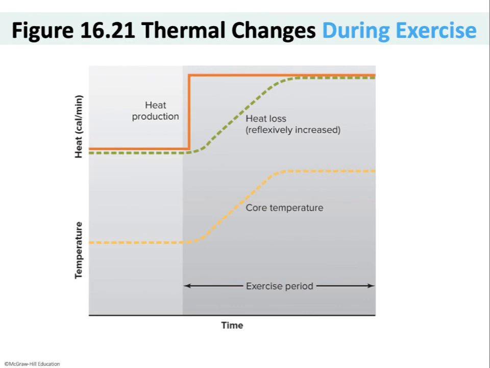Other changes in body temperature can be induced by exercise, and this table here shows how those changes can be recorded over time. So the exercise period starts at the dark area of this graphic, and we can see that soon after, heat production rises rapidly. Those changes are detected and the body mounts a reflex which allows more heat to be lost.